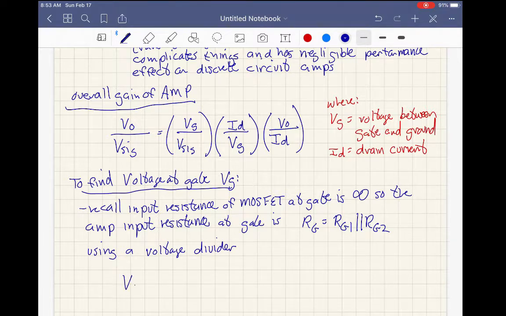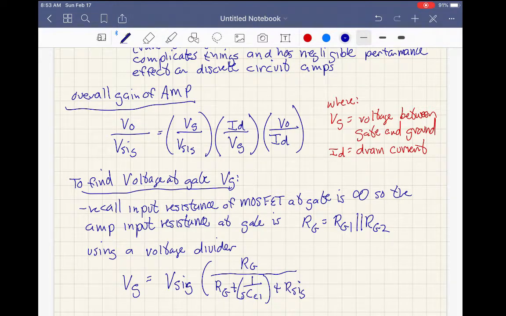We have VG equal to the input times RG, which is RG1 in parallel with RG2, divided by RG plus 1 over SC1. I'm going to put that in parentheses, plus R, the output resistance of the source. So, pretty simple, right? It's just a good old-fashioned voltage divider.